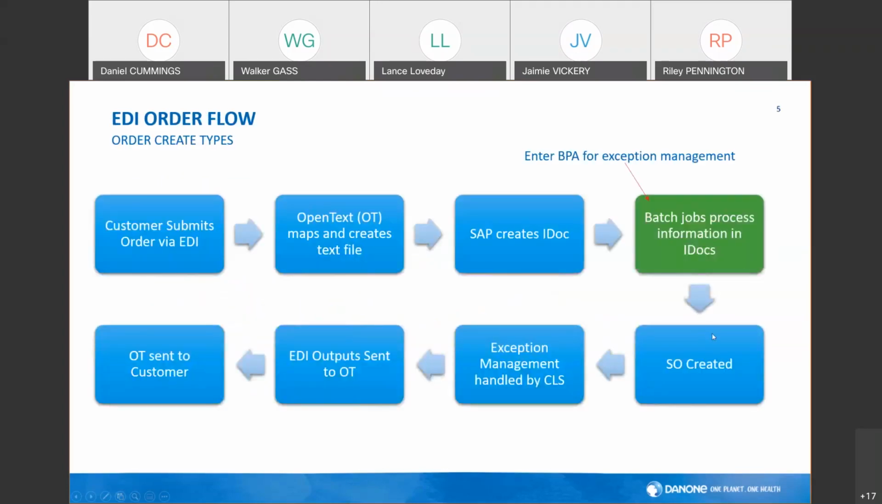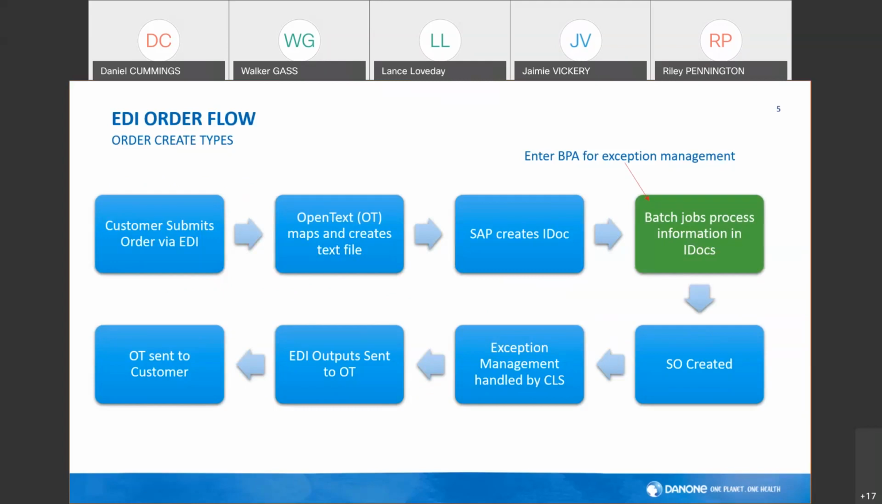There we go. So this is the standard flow for an EDI order. What happens initially is the customer is going to submit an order via EDI. Most companies have a third party that they utilize that will take the information and organize it into a raw text file. We'll get a look at that here in a couple slides. And then it sends that over into our third party system, which is OpenText. OpenText then maps everything that the customer sent to us, and then it creates a text file, taking it from their language and putting it into our language.